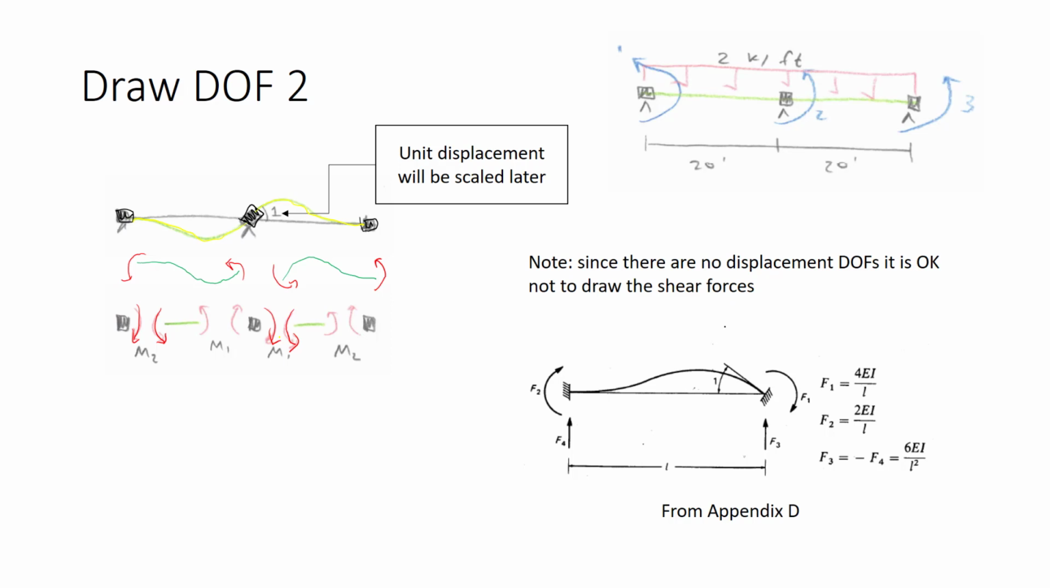We actually already calculated these quantities. We calculated the value F1 that corresponds to the side that the unit rotation is applied as 4EI over L. F2 that corresponds to the side away from where the unit displacement is applied, we calculated as 2EI over L. These are already identified in the figure, and we've already found these quantities.